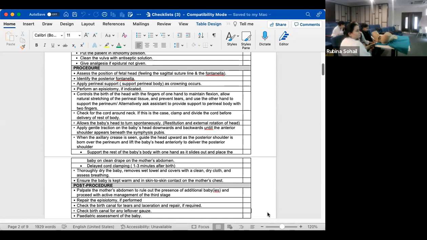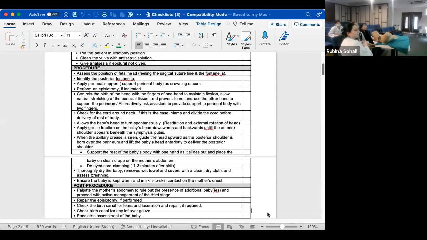Negative blood group, early cord clamping or delayed cord clamping, 1 to 3 minutes. Chahe uska negative hai, chahe positive, does not matter. What else? If you have placenta nahi aata, toh cord clamping.